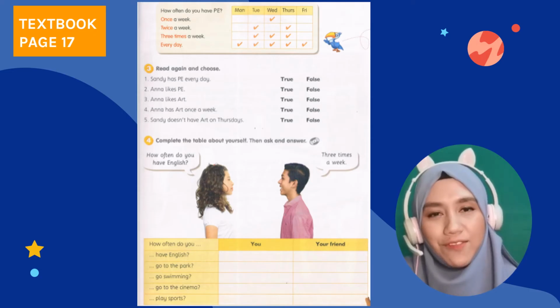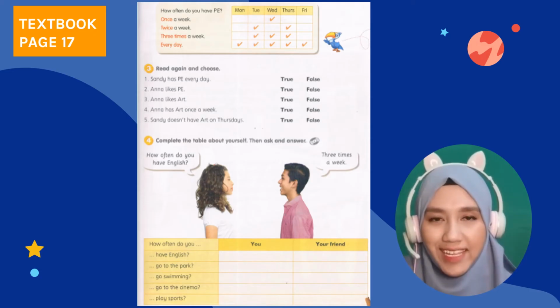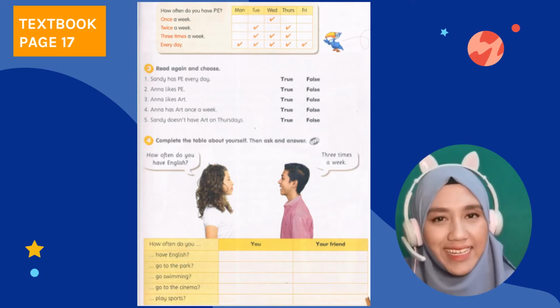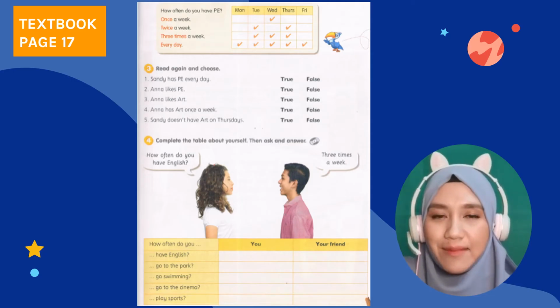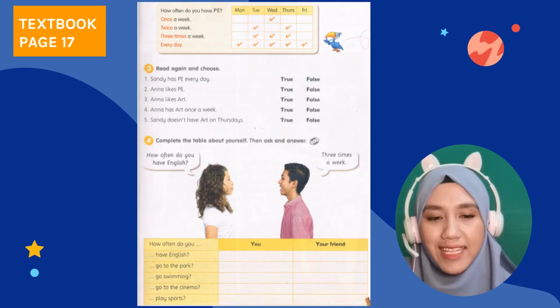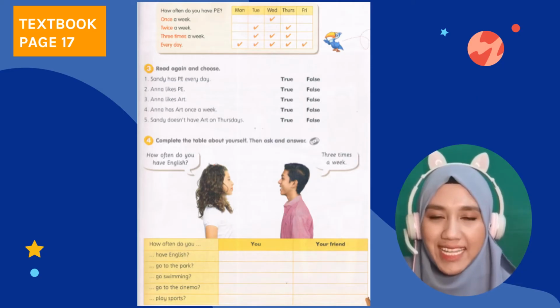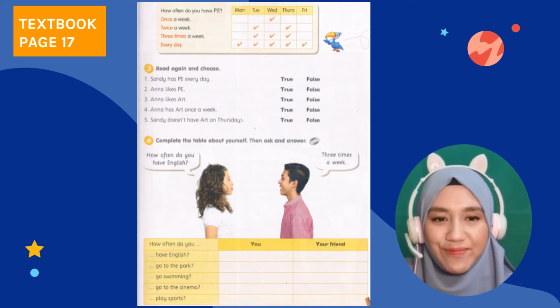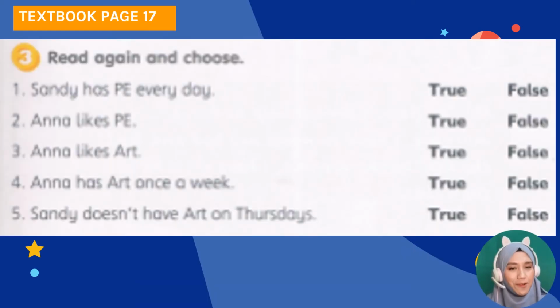Okay, we just finished listening and reading the story about Sandy's and Anna's timetable. Now we are going to do an activity on textbook page 17. Remember the story we've read just now? Now we are going to answer questions related to the story.